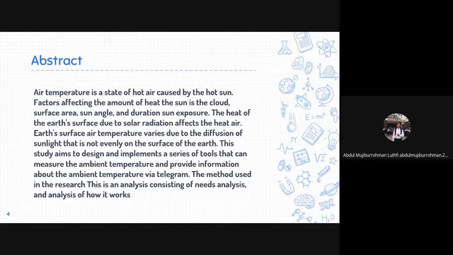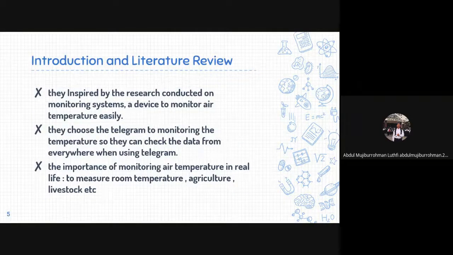The method used in the research is an analysis consisting of needs analysis and analysis of how it works. Next, the introduction and literature review.